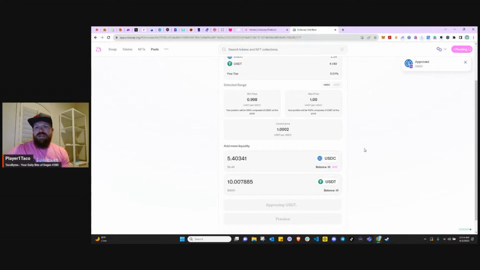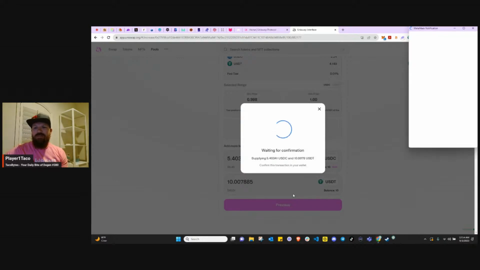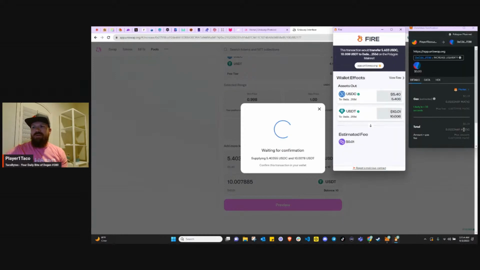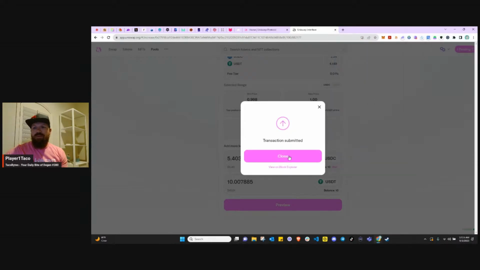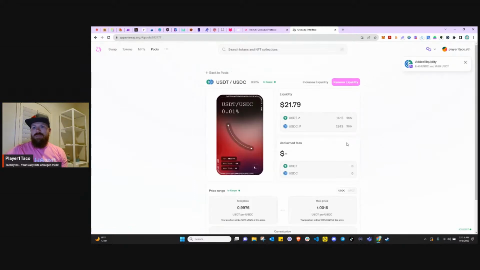Once that's approved, we can click on the deposit feature, and we'll see this go through. We're going to be adding a total of roughly $15.40, and that will cost us 1 cent. So our total to both, and we'll close that position. Now you can see we have $21.79. That brings us $14 on one side and $7 on the USDC side.